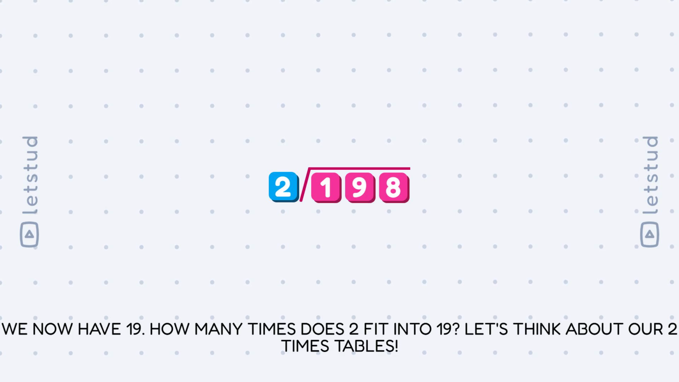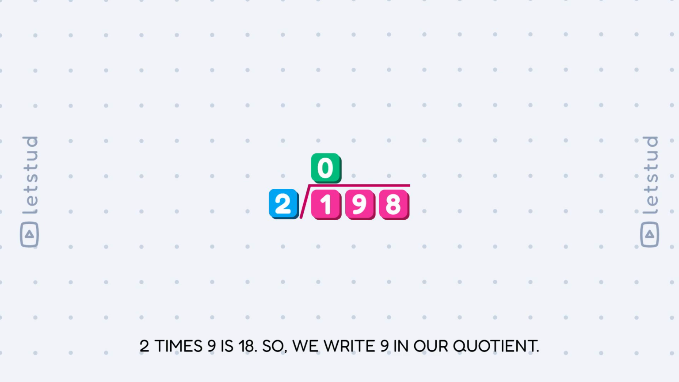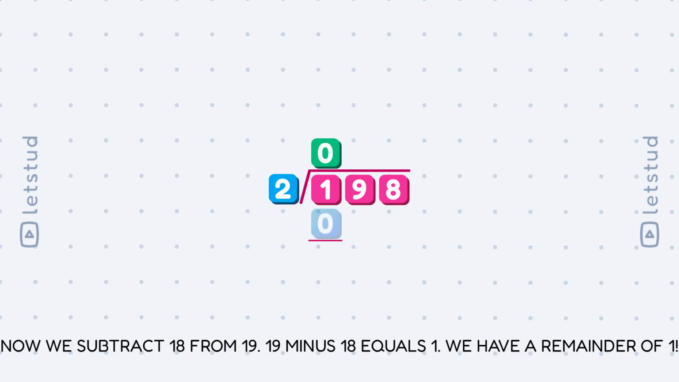Let's think about our 2 times tables. 2 times 9 is 18, so we write 9 in our quotient. Now we subtract 18 from 19. 19 minus 18 equals 1. We have a remainder of 1.